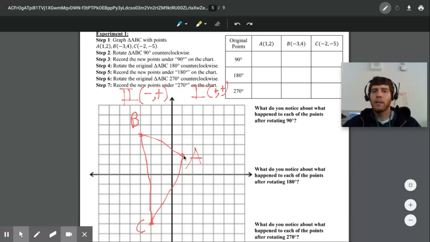So if we look at point A here, we have the points 1, 2. The first step you're going to do for a 90-degree rotation is switch the coordinates. So it's going to become 2, 1. Then you look to see which quadrant it ends up in. Point A is in quadrant 1. If we go 90 degrees counterclockwise, it's going to end up over here at A prime. Since we're in quadrant 2, the coordinates are negative, positive. So it's -2, +1.